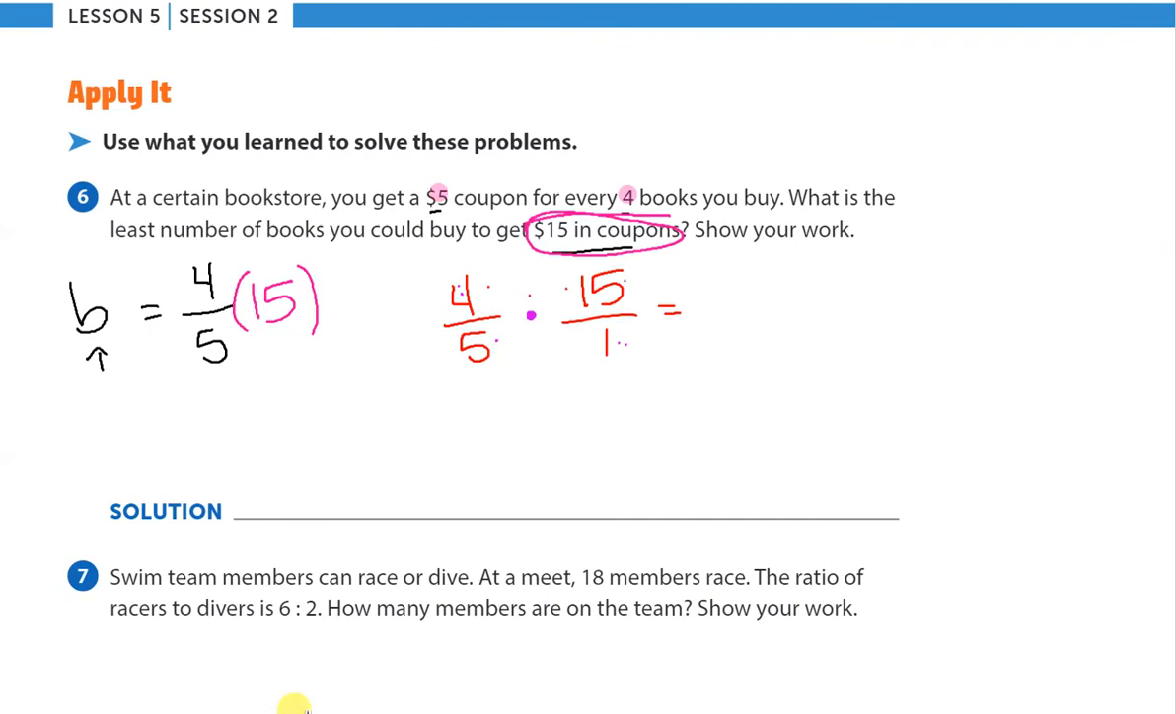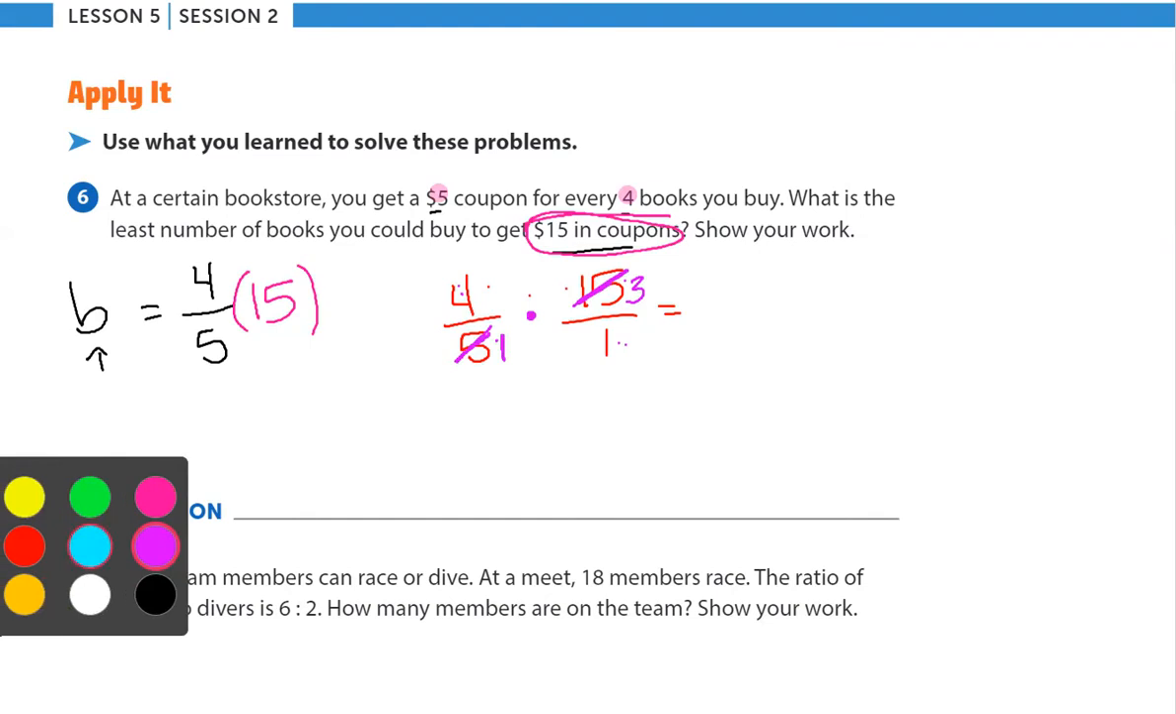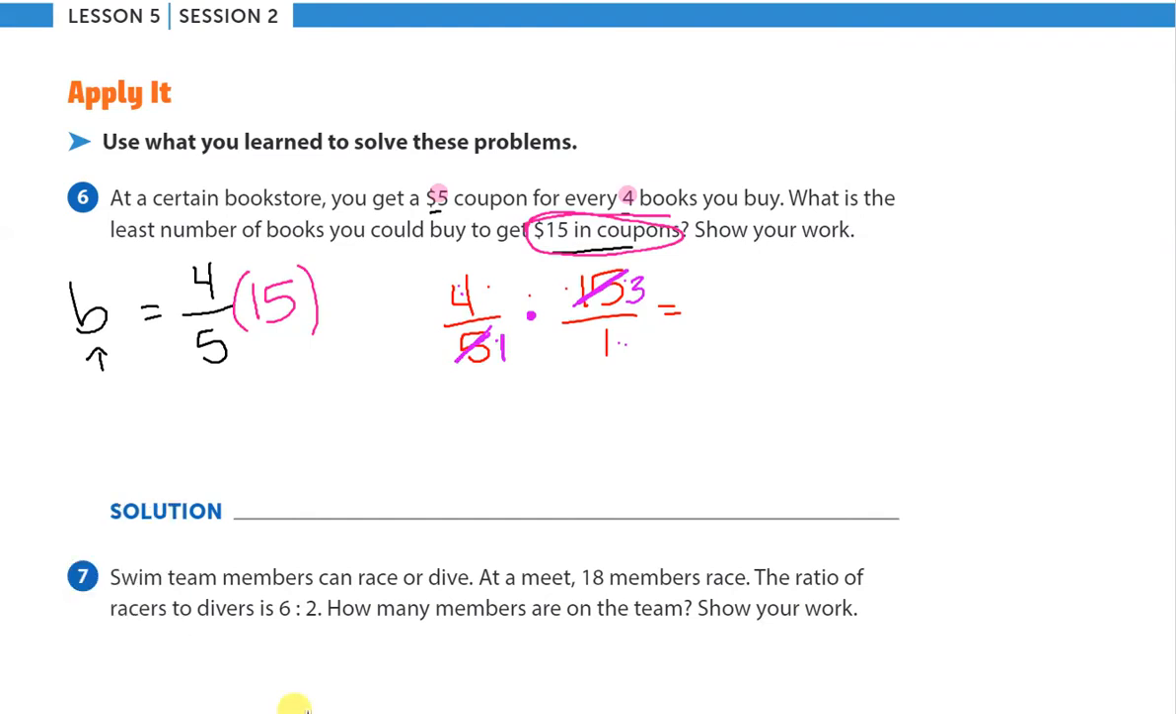I can reduce those both by 5. 5 divided by 5 is 1. 15 divided by 5 is 3. So now, instead of doing 4 times 15, I'm just doing 4 times 3, which is 12. And 1 times 1, which is 1. Which is the same, by the way, as 60 over 5. Those are the same thing, but I just did it a different way. Either way works. So now we've got 12 books.